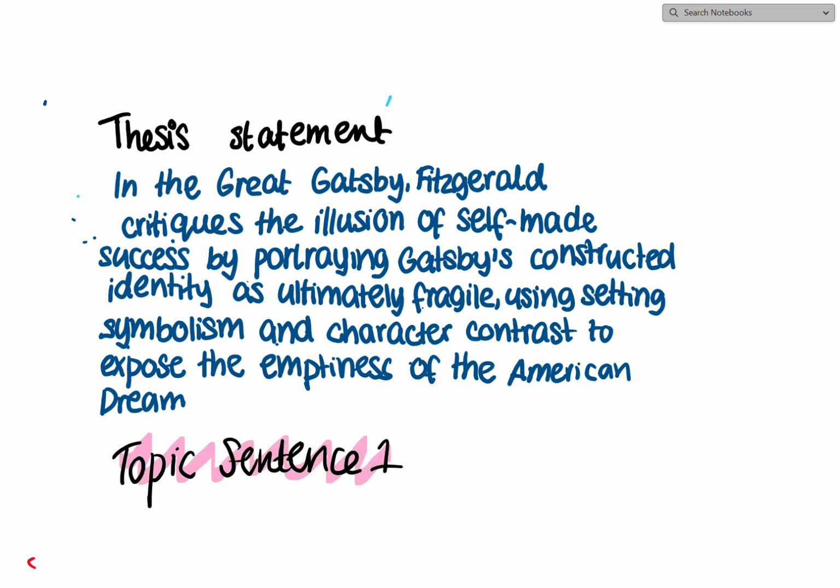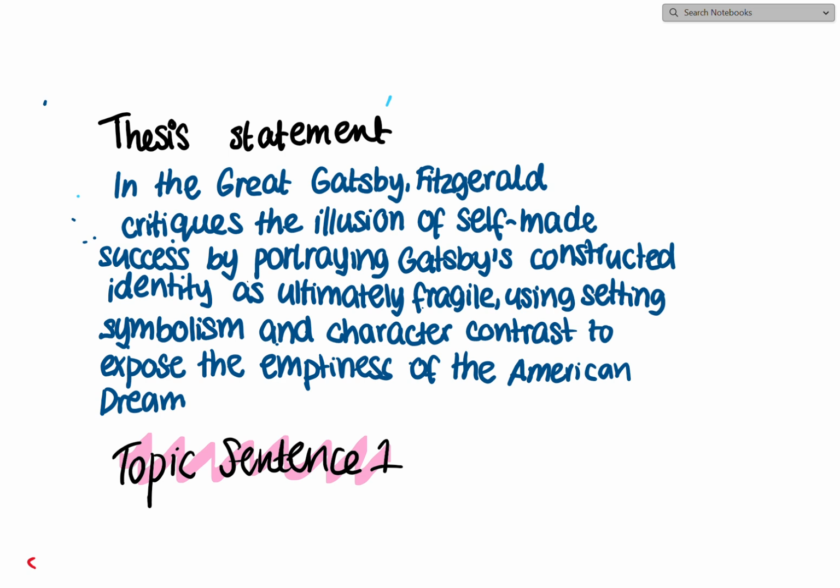Right. So now that we're looking at our first topic sentence, we can break this into 3 clear mini claims. This part of setting, symbolism, and character is not really necessary in a good thesis, but if you're adding it in, make sure you also add in your themes like self-made success, constructed identity, and fragility, and the emptiness of the American dream. If you find it hard to come up with thesis statements, this can be a really good way to make life easier for yourself when you get to the topic sentences.